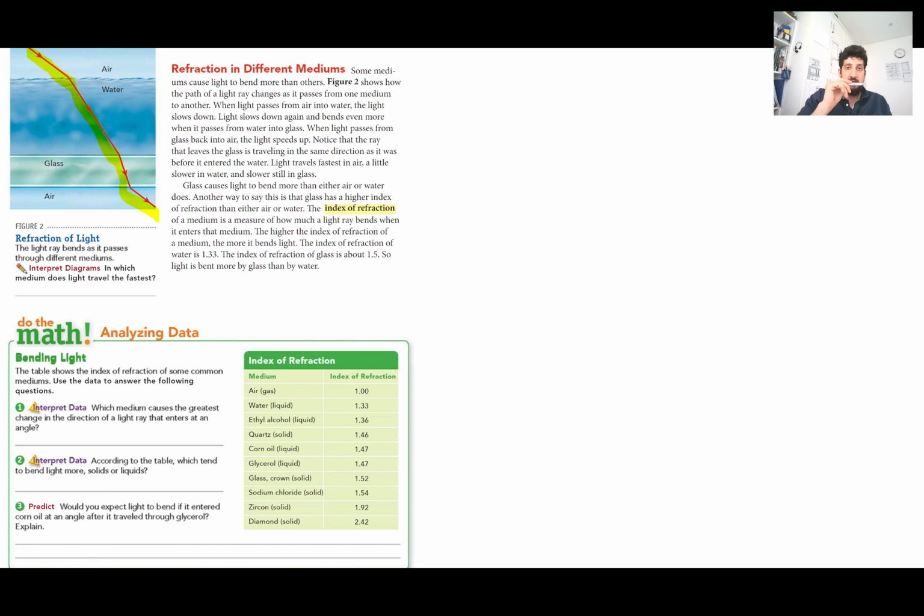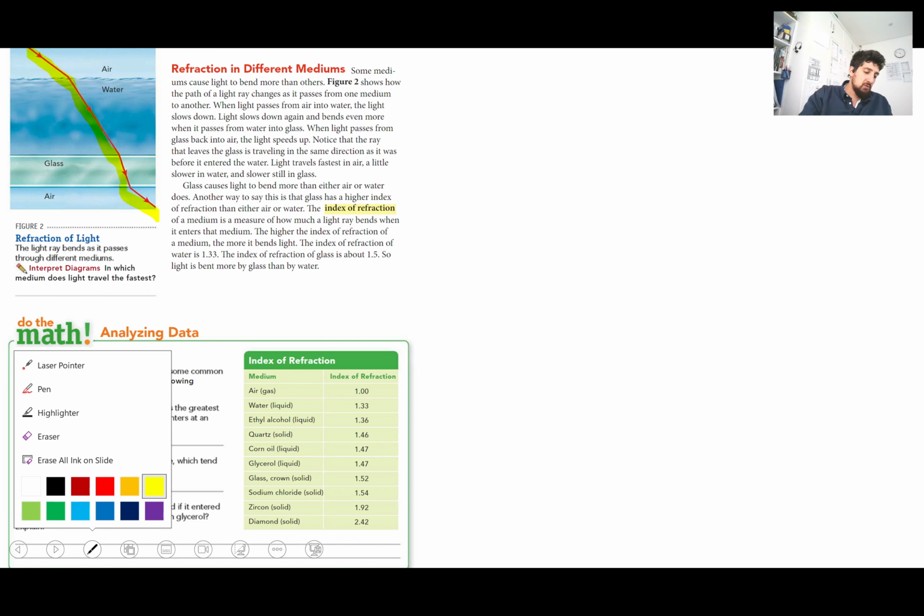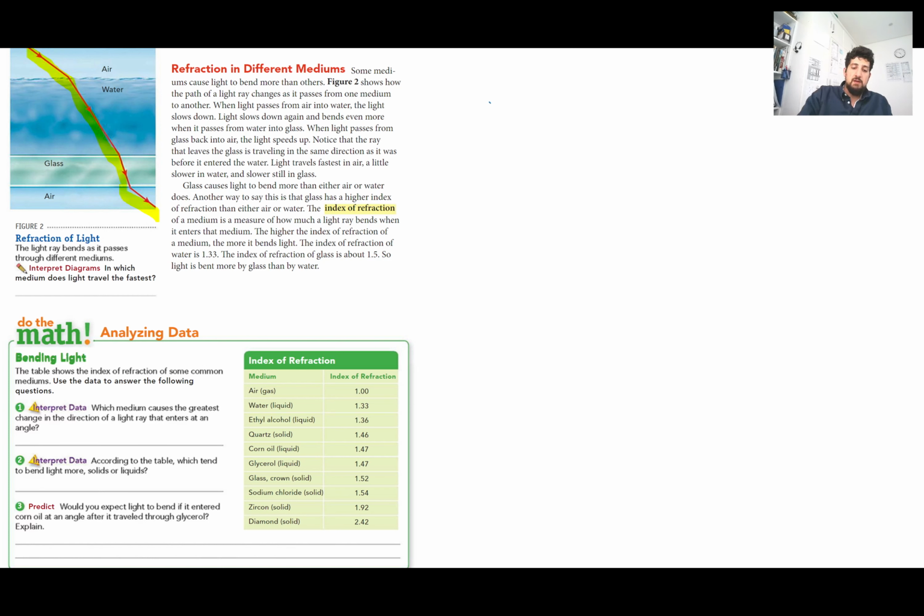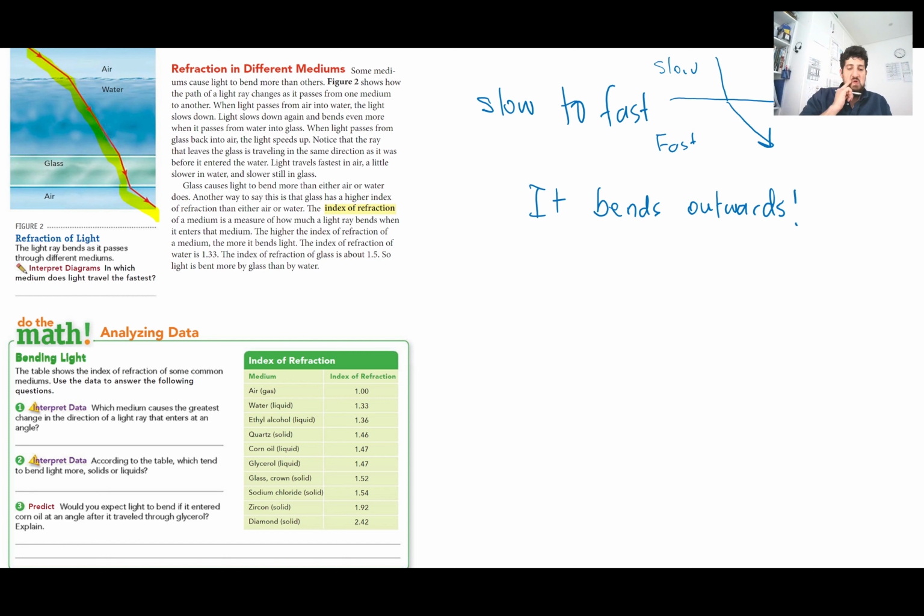Now that's very interesting. So I'm just going to make a note of that, and the reason I'm making a note of that will become apparent soon. Slow to fast, it bends outwards. Interesting.